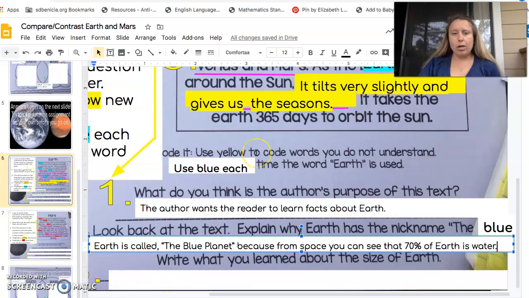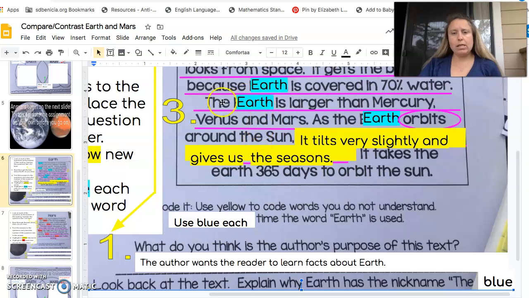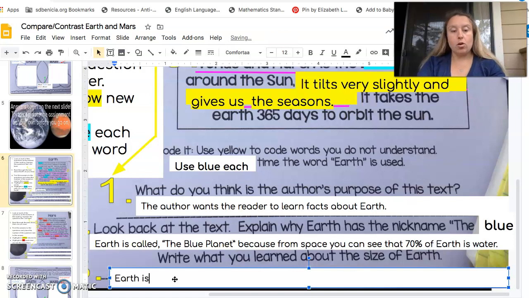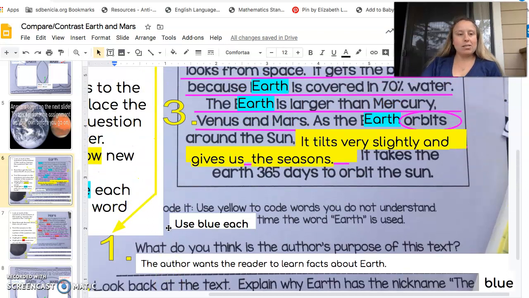Okay, and then for number 3, scroll up for just a second, we can see that the Earth is larger than Mercury, Venus, and Mars. So they kind of tricked us. They didn't use the word size, but they did discuss this term called larger, which is the adjective which describes size. And so down here I can write, Earth is larger than what 3 planets, first grade? Than Mercury, Venus, and Mars. Okay, so this is how mine looks. Let's move on to Mars together.